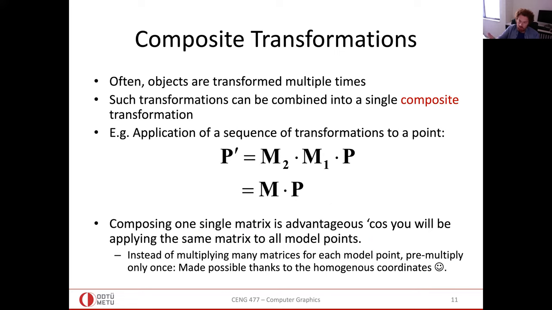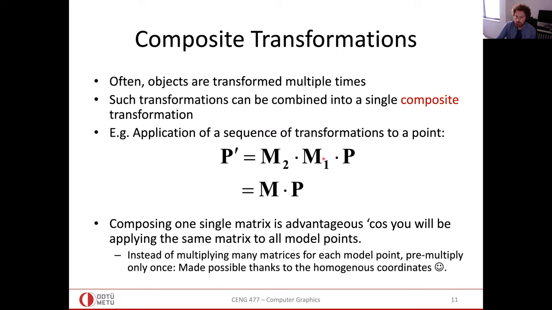So about the combinations, or we can also call it composition of transformations. Let's begin that discussion. We have a composite transformation if it consists of two or more transformations, which means that the object is transformed multiple times, first with M1 and then with M2. So we read this from right to left. Be careful about this. M1 is first applied to the point, and the transformed point is transformed again using M2.